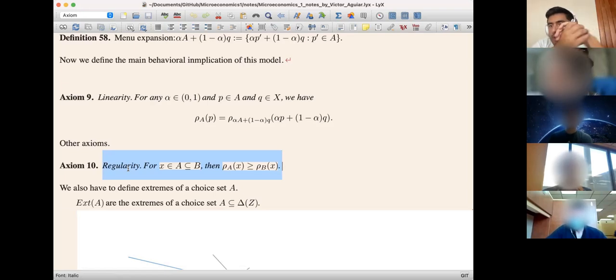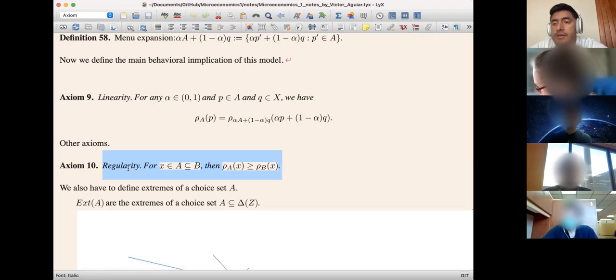So can someone explain why this should hold if you are a random utility guy? Remember that for this axiom, you don't need the expected utility part. You just need to be a utility maximizer, okay? So can someone tell me why random utility implies regularity?